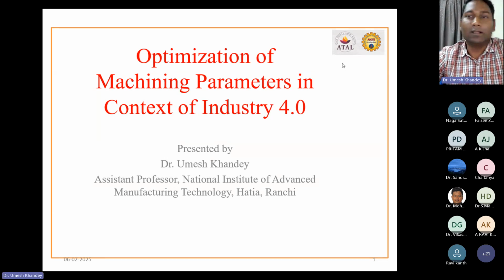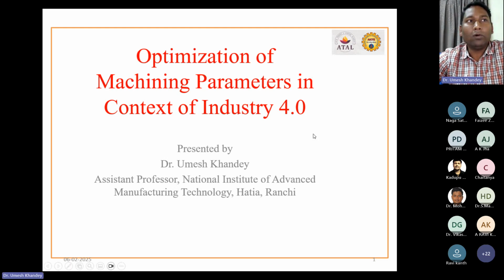Today I'm dealing with the topic of optimization of machining parameters in context of Industry 4.0. We'll start with some fundamentals about manufacturing: its need, its concept, and the various types that have evolved nowadays. In ancient times, some traditional manufacturing processes were used. Now it has slowly advanced to a more advanced level.